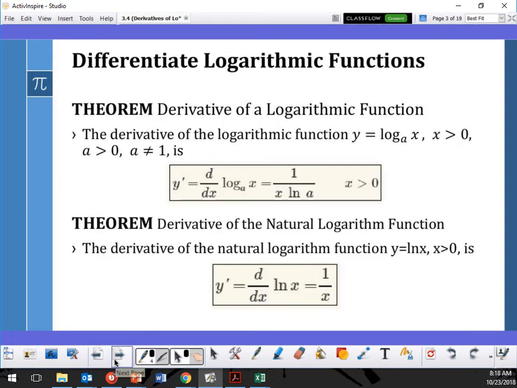Let's take a look here. The derivative of log base a of x is going to be 1 over x ln a, and x has to be greater than 0. It can't be equal to 0 because that would give me 0 in the denominator. Does that make sense? This is actually one of the flashcards that you guys have.